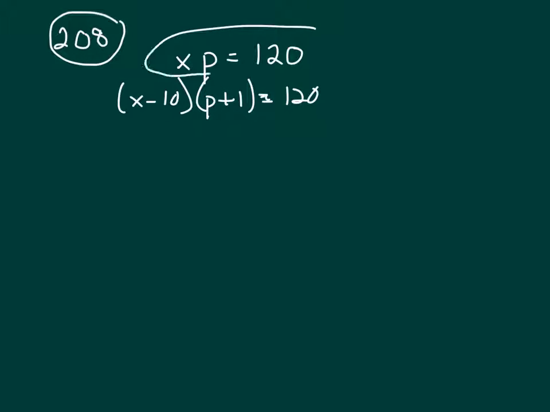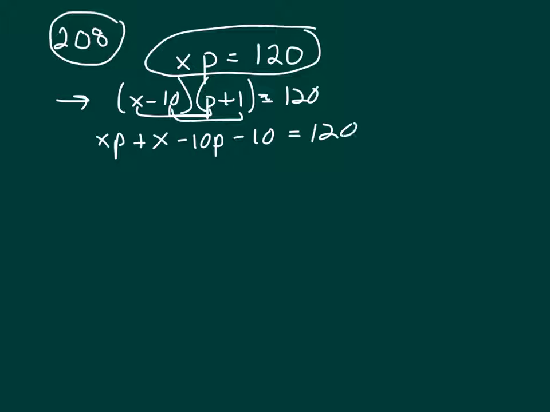Now remember, X times P is 120. So I've got an equation here with two variables. I'm going to multiply out the left-hand side. X times P is XP. X times 1 is X. Now distribute the minus 10. Minus 10 times P is minus 10P. Minus 10 times 1 is minus 10 equals 120.